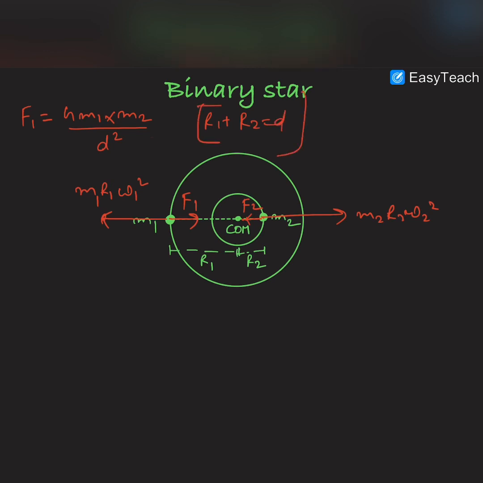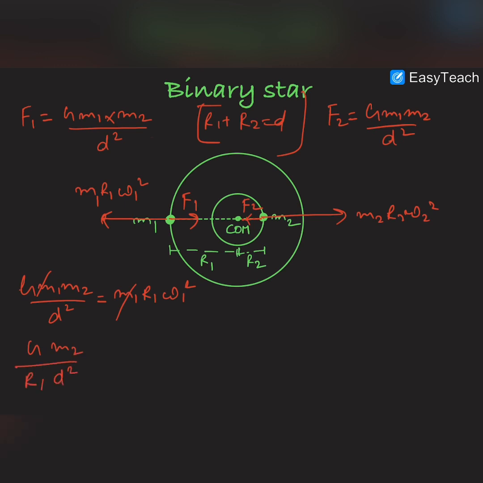Now we know that F2 is also the same, which is G M1 M2 by d square. So G M1 M2 by d square is equal to M1 R1 omega 1 square, and cancelling M1 with M1, G M2 by R1 d square is equal to omega 1 square. Similarly, G M1 M2 by d square balances M2 R2 omega 2 square. Cancelling M2 with M2, omega 2 square will be equal to G M1 by R2 d square.